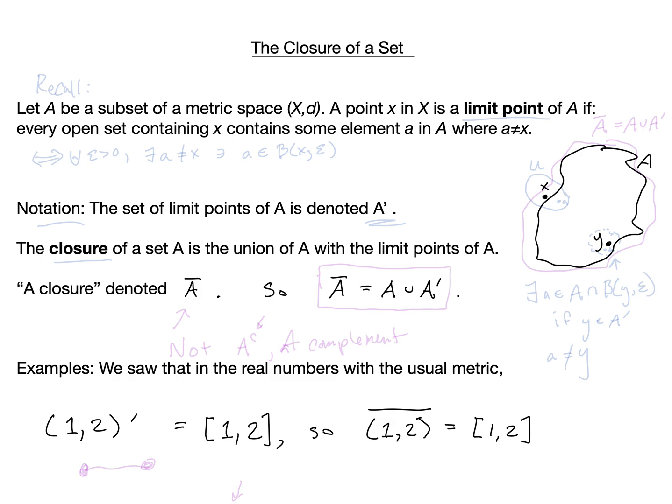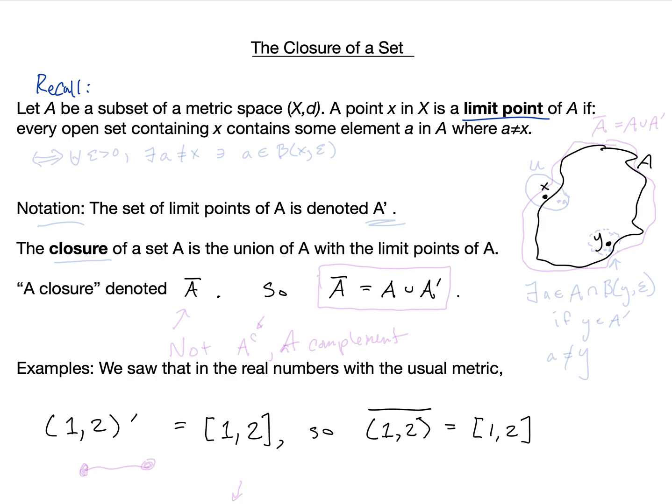This video is on the closure of a set. So first, recall a definition that we had previously, and that's the definition of limit point. If A is a subset of a metric space X, then a point X in X is a limit point of A if every open set containing X contains some element A in A other than the point X.